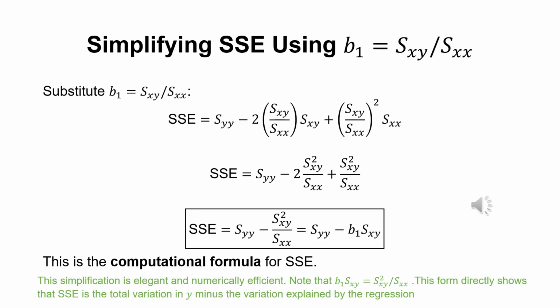Substitute b equals S_xy over S_xx into the SSE expansion. Simplify: the expression becomes S_yy minus 2 times S_xy squared over S_xx plus S_xy squared over S_xx. Combine the last two terms to get minus S_xy squared over S_xx. So SSE equals S_yy minus S_xy squared over S_xx. That's equivalent to S_yy minus b times S_xy. This is the computational formula for SSE.